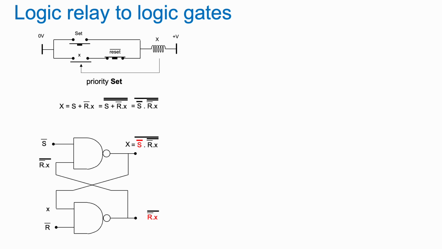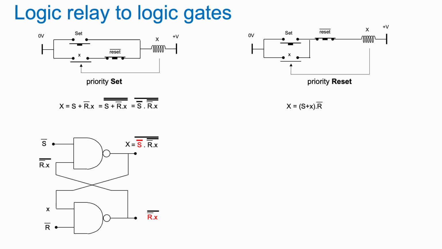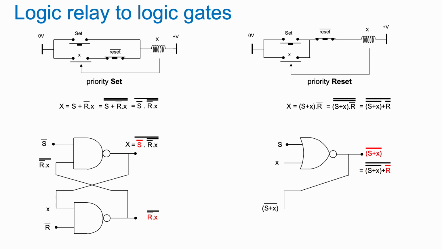Now, for the priority reset, the Boolean equation can be written as a NOR gate with the R bar and S or X bar inputs. So we can first construct the product S or X bar with the first NOR gate with S and X as inputs. Then this product S or X bar will be used as an input for the second NOR gate to create the uppercase X output. The uppercase X output is connected with the X input.